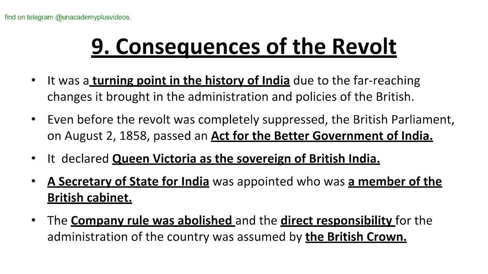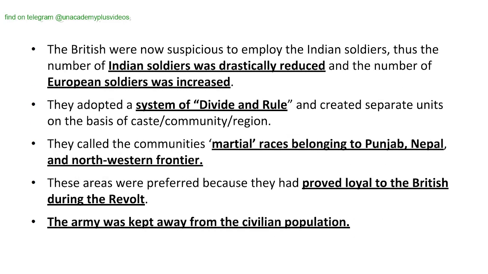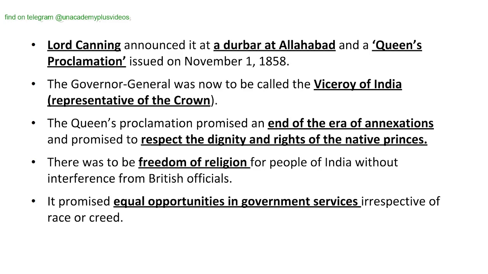A Secretary of State for India was appointed, who was a member of the British cabinet. The company rule was abolished, and direct responsibility for the administration of the country was assumed by the British Crown. Lord Canning announced it at a Darbar at Allahabad, and a Queen's proclamation was issued on November 1, 1858. The Governor General was now to be called the Viceroy of India, representative of the Crown.